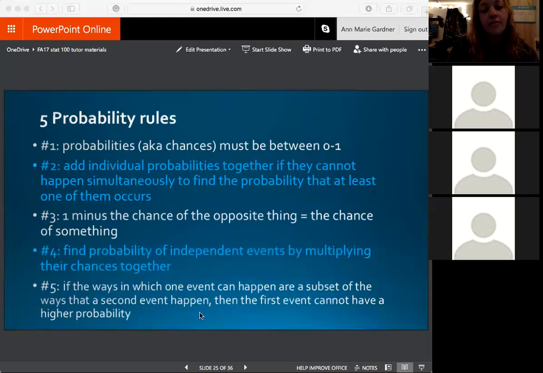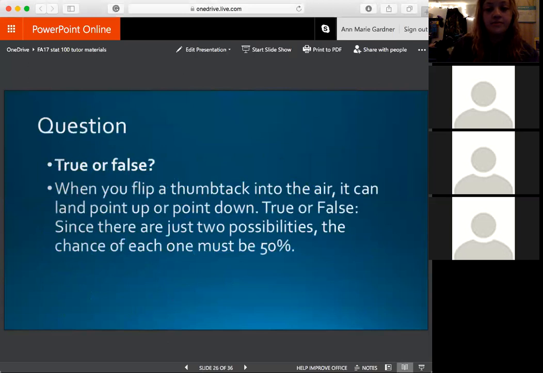And then our fifth probability rule is: if the ways that one event can happen are a subset of the ways that a second event can happen, the first event can't have a higher probability, because the first has to happen before the second event can happen. They can't have a higher probability because the second event relies upon that. So the second one is going to have the higher probability in that case. So that is our fifth rule there.